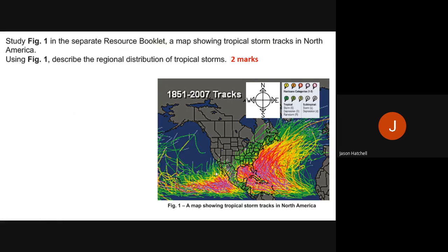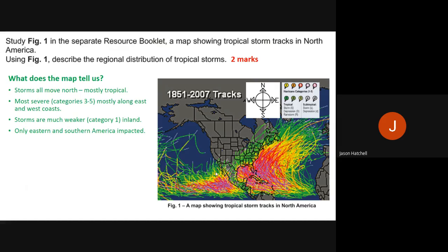Because we're asked to describe, we don't need to worry about knowledge here. We need to just use this map. So on screen now is what this map tells me without any other knowledge. We can see that all of the storms are moving northward. Okay, so follow my mouse. They are moving northward, all right, from the tropical regions.